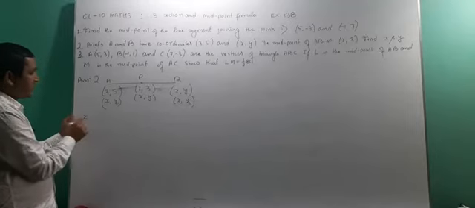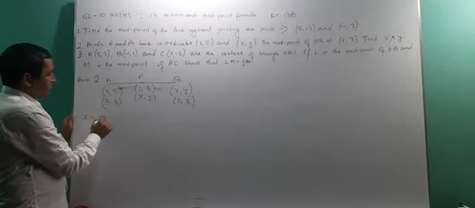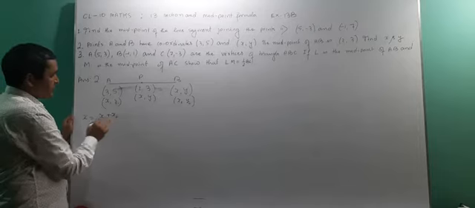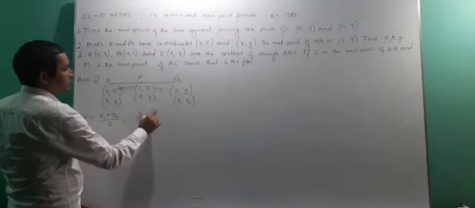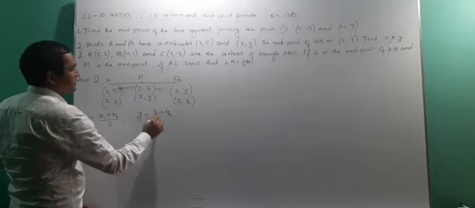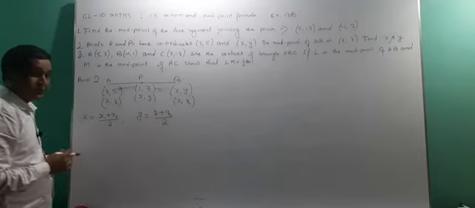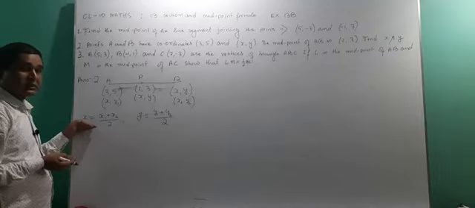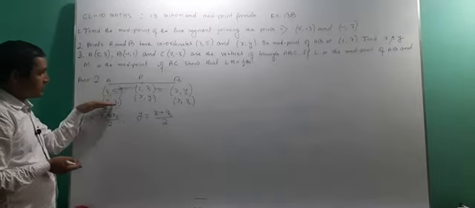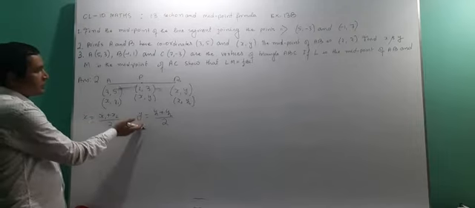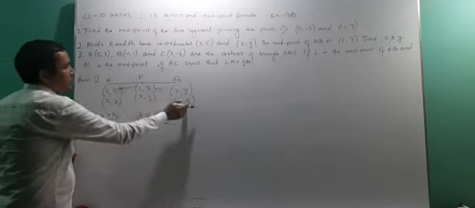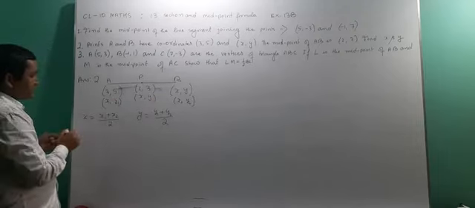Now let's write the midpoint formula. The midpoint formula is x equals x1 plus x2 divided by 2, and y equals y1 plus y2 divided by 2. This is very easy to remember. To get the value of x, just take the sum of the x coordinates. Then to get y, take the sum of the y coordinates. Now let's substitute the values.